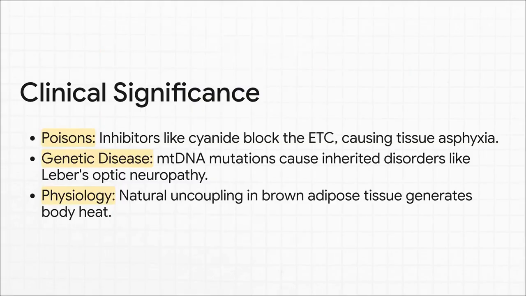So you can see how this stuff is just critical, from understanding poisons and toxicology to genetic diseases. For example, your mitochondria have their own little circle of DNA. And mutations in that DNA can lead to some serious inherited disorders. A classic example is Leber's hereditary optic neuropathy, which causes blindness. Why? Because the cells in your optic nerve have massive energy needs, so they're one of the first things to fail when your ATP production is faulty.